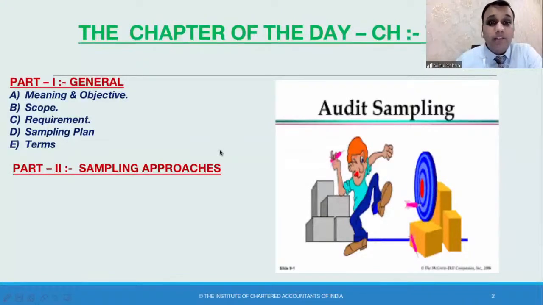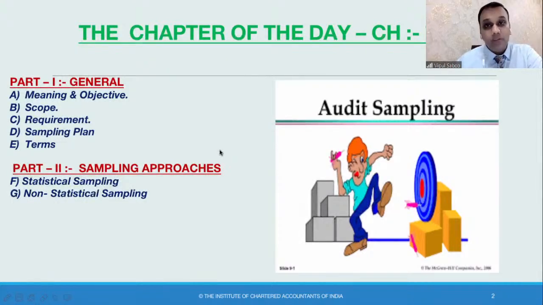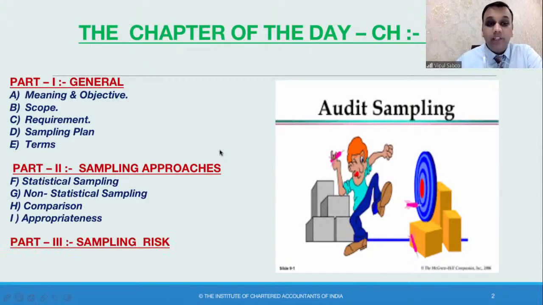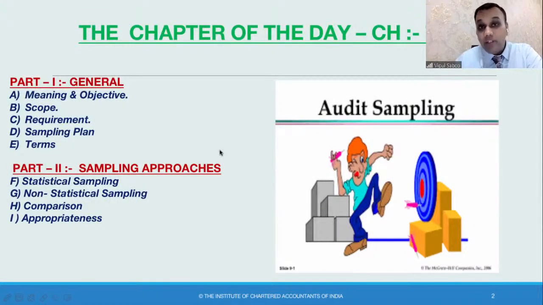Then the second part is sampling approaches. Approaches to use sampling. One is statistical sampling, another is non-statistical sampling. Then we'll compare these two techniques and we'll see their appropriateness, in which situation statistical is favorable and in what situations non-statistical is favorable, as to the appropriateness of these techniques, these approaches as per the situation.